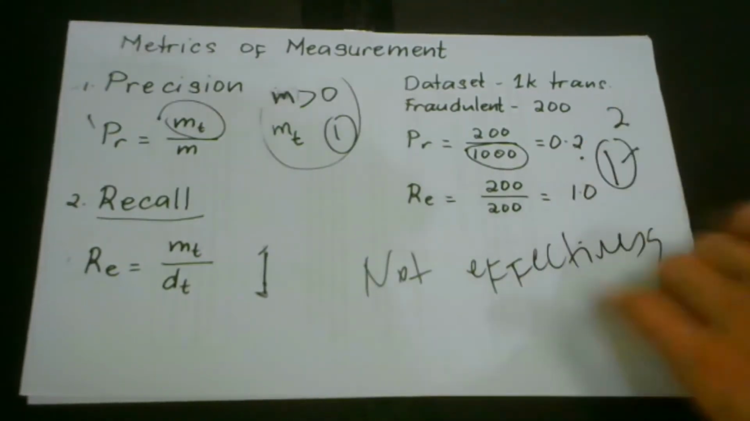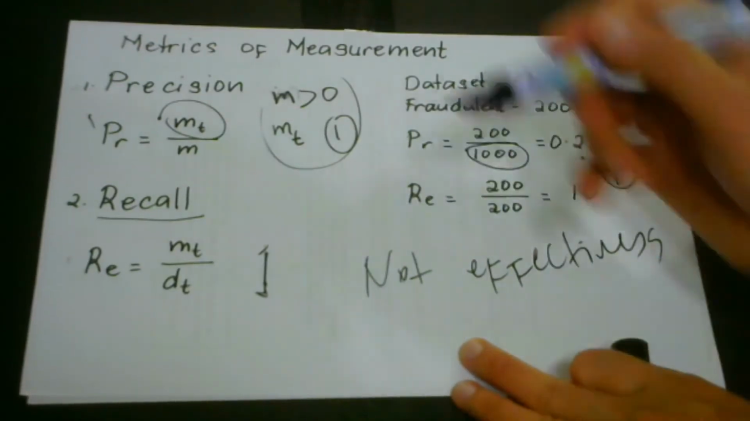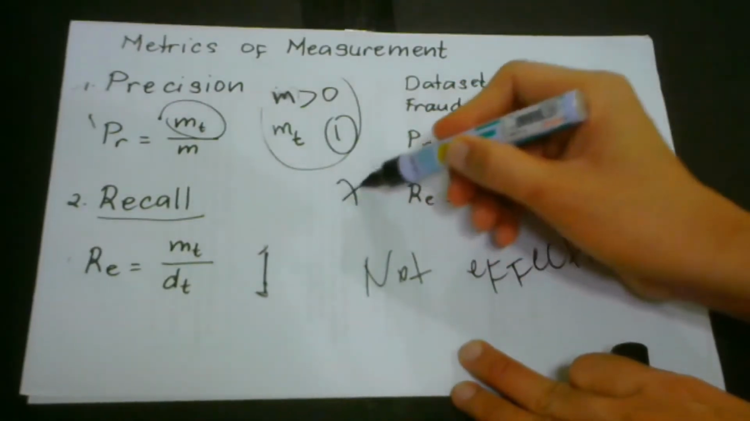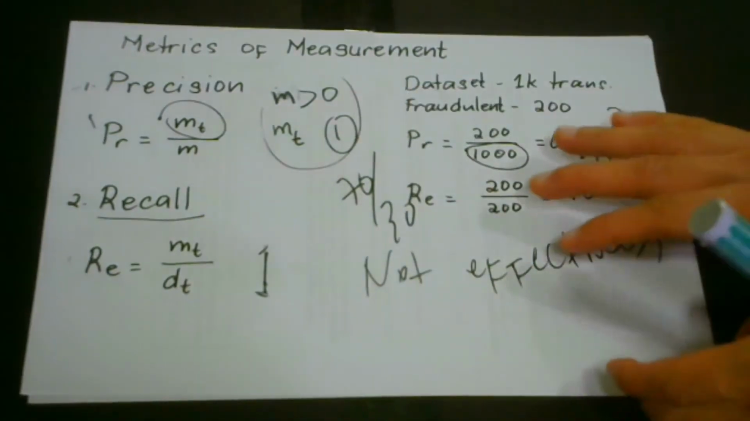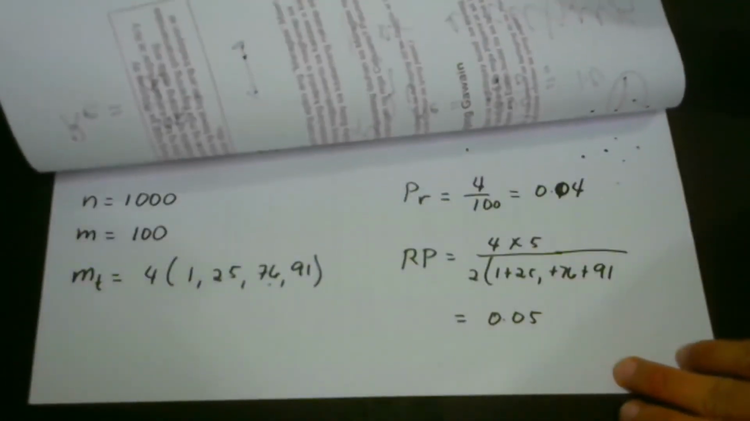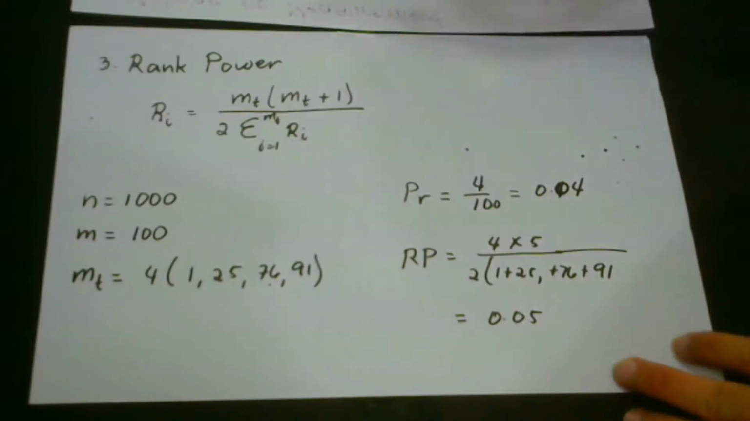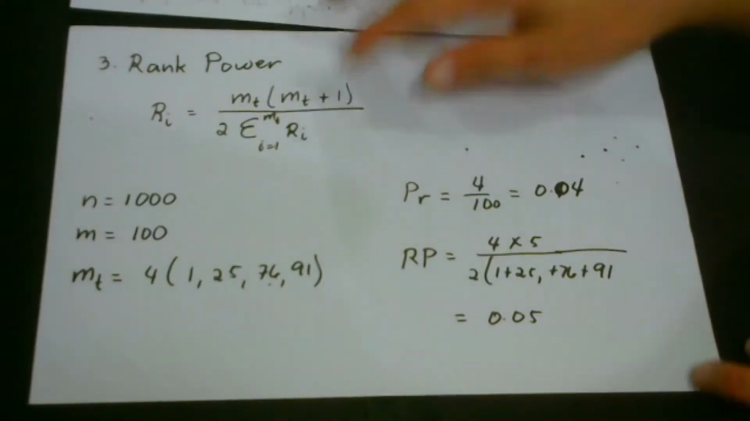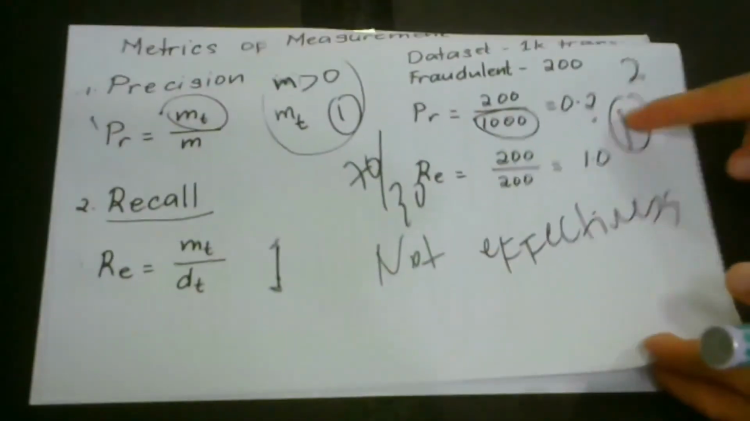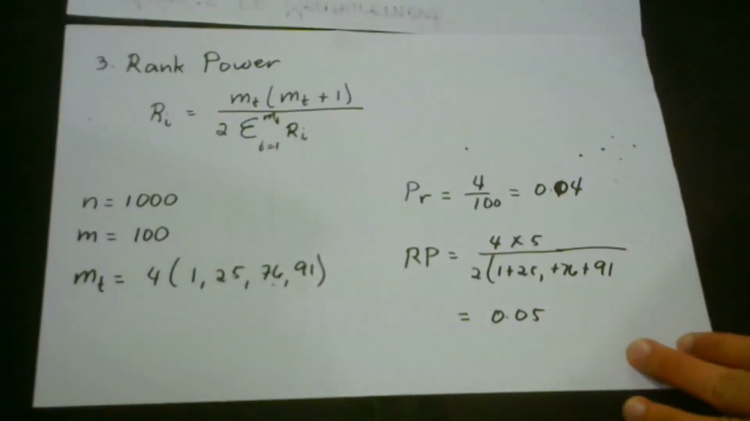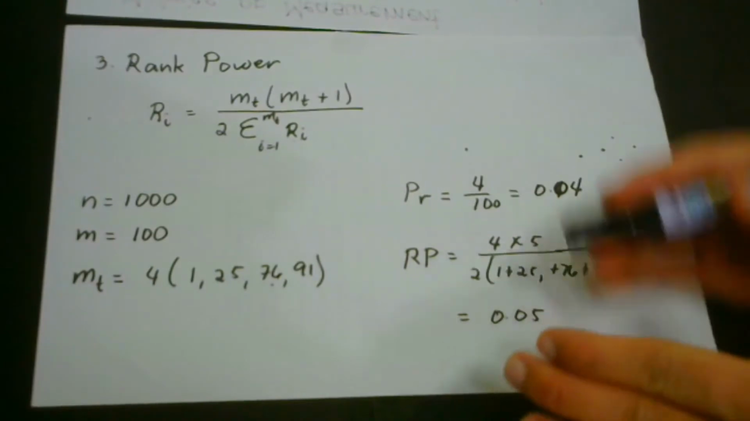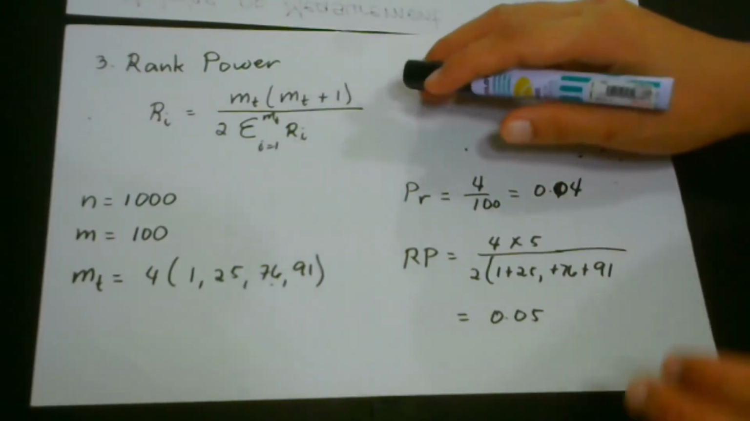Remember that in most cases, we use the 70-30 split for the training and the test sets. The remedy that we can offer is the use of rank power. And this rank power can answer the question in the situation that we have just illustrated. So what is this? Basically, the rank power can be computed using this formula.